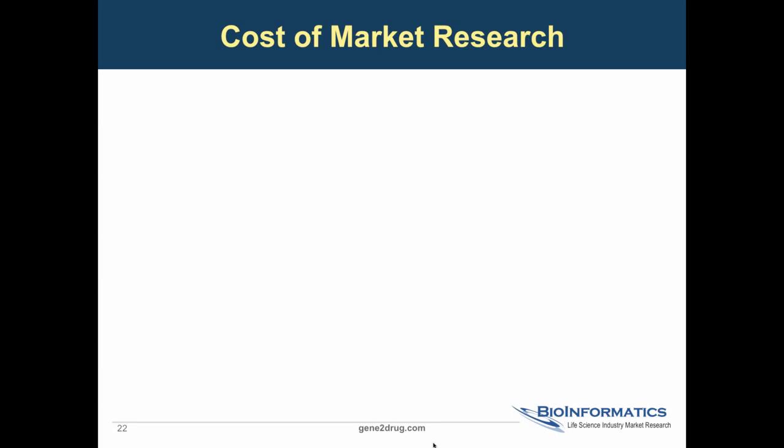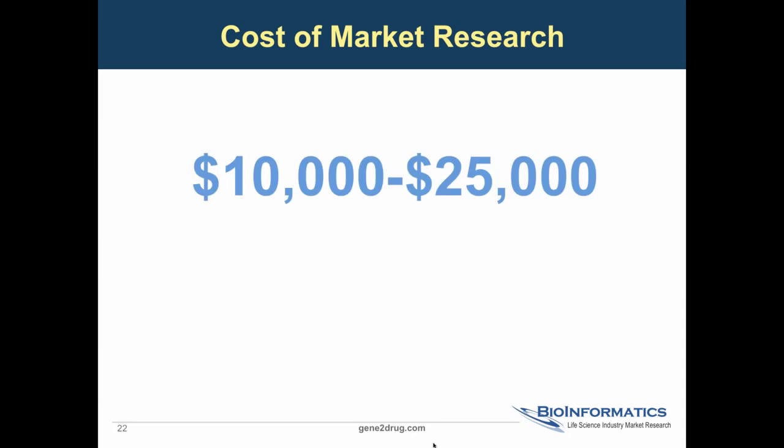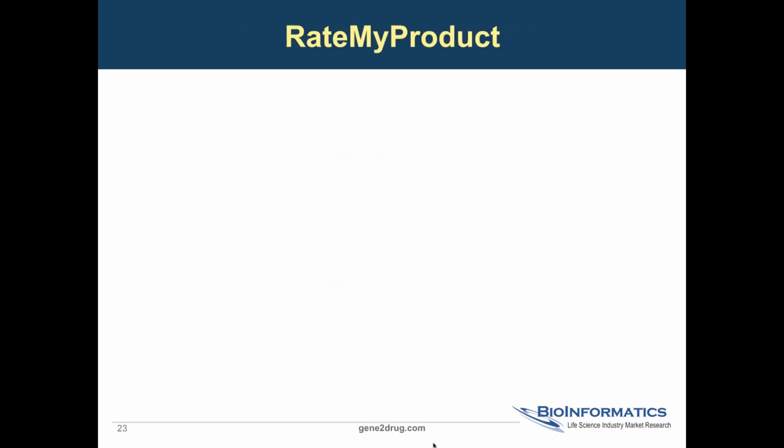So, how much would it cost for you to collect all of this data yourself or to outsource it to a third party? To commission a report that would encompass the scope of one Rate My Product could run anywhere from $10,000 to $25,000. Plus, the turnaround time for a full-blown market report is typically 4 to 6 weeks. But that's not the case for Rate My Product.